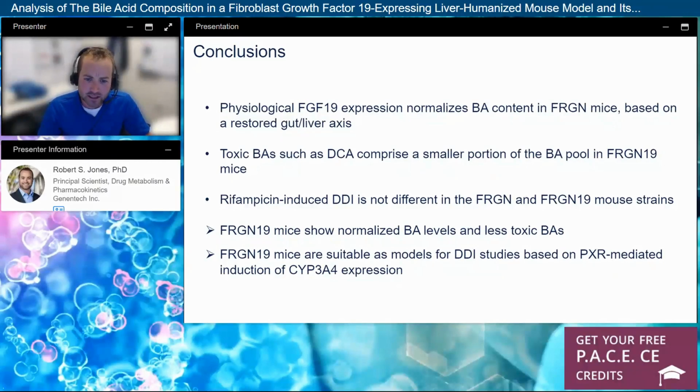Lastly, FRGN19 mice showed normalized bile acid pools, as shown by the metabolomic data that was presented, and these less toxic bile acids. In particular, we believe that these FRGN19 mice are suitable as models for drug-drug interaction studies based off of these PXR and FXR-mediated induction of CYP3A4 expression.